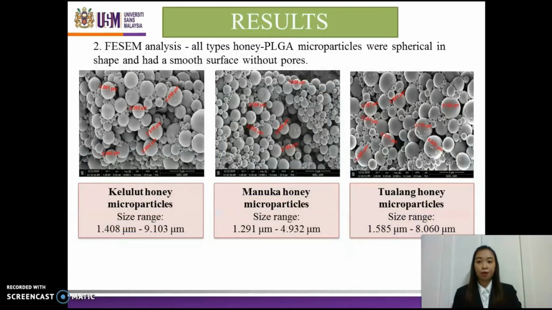Here is the result for FESEM analysis, and here is the image shown by the FESEM. Based on the image, we can see that all types of honey-PLGA microparticle were spherical in shape and had a smooth surface without pore. The first one, kelulut honey microparticle. The size range is 1.408 to 9.103 micrometers. For manuka honey microparticles, the size range is 1.291 to 4.932 micrometers, and for tualang honey microparticles, 1.585 to 8.06 micrometers.